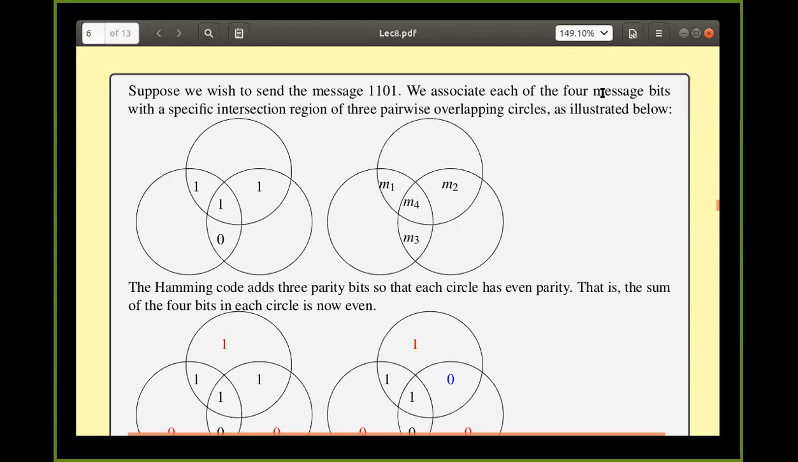So we associate each of the 4 message bits with a specific intersection region of 3 pairwise overlapping circles, as illustrated below. Look at the second picture: M1, M2, M3 here, and M4 is the intersection of all the circles. M4 came a little above. So these are my message bits. M1 is here, M2 is here, M3 is here, and M4 is here.